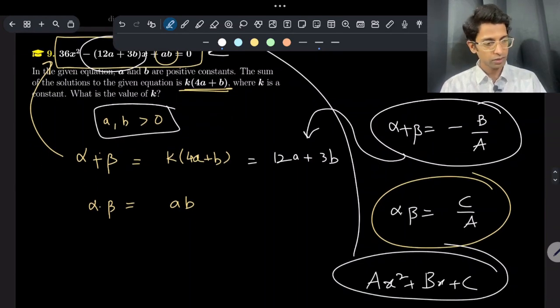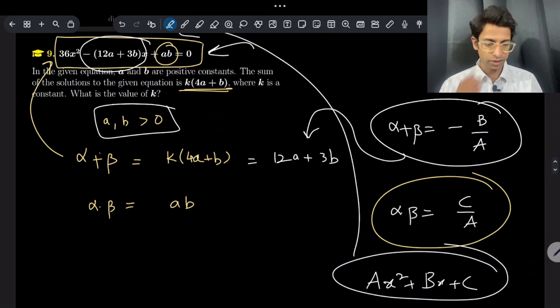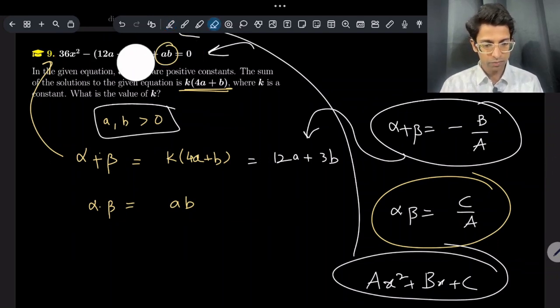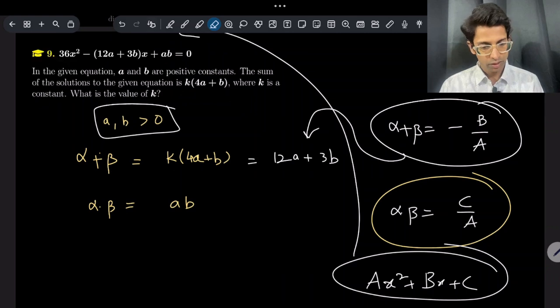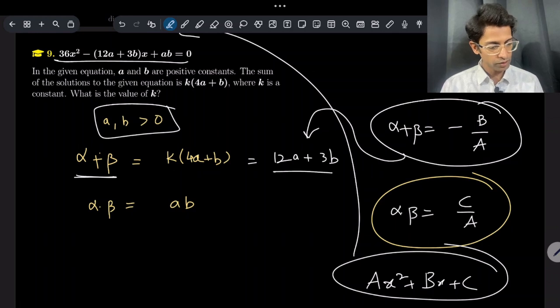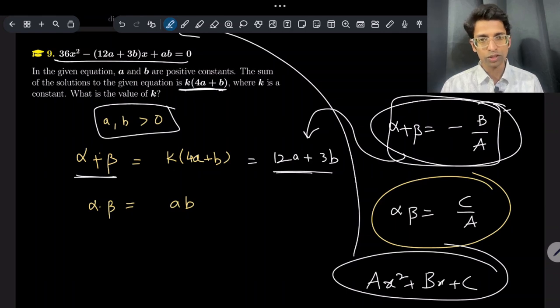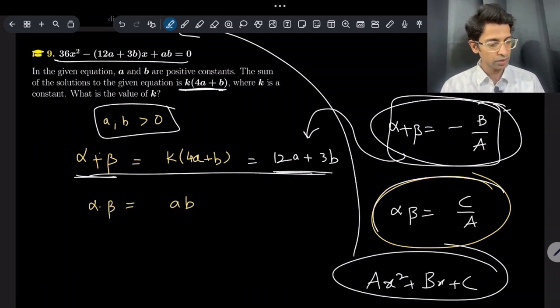I hope everything is clear. Let me repeat this for you. This is the quadratic equation we have. What did I do so far? Sum of the roots should be equal to this because of this definition, and he has already given in the question that the sum of the roots is equal to k into (4a plus b), so I have written that as well here. And then I also know from here that the product of the roots should be equal to this, so I have written the same.